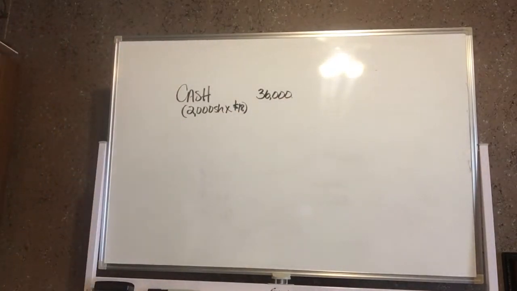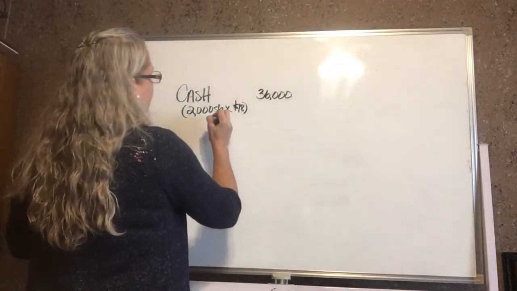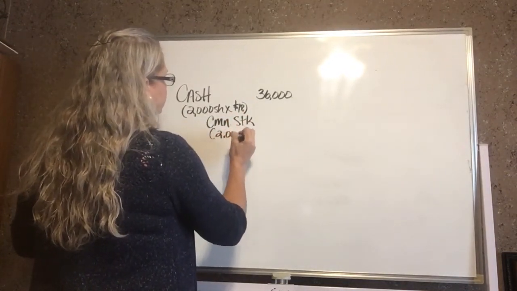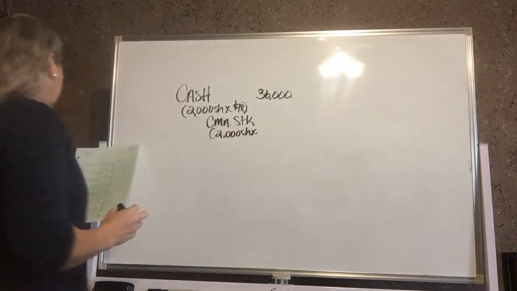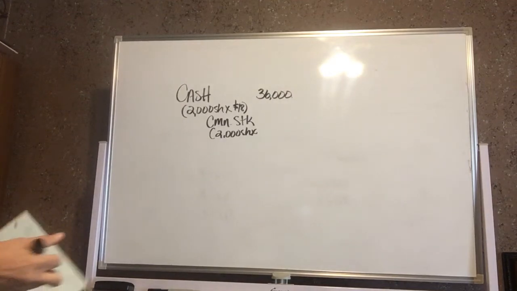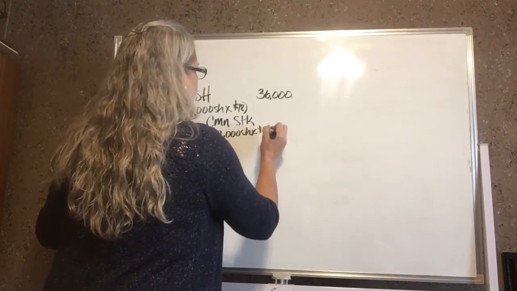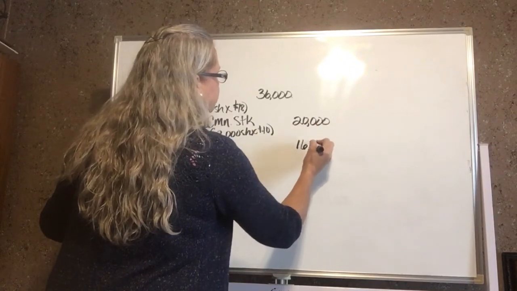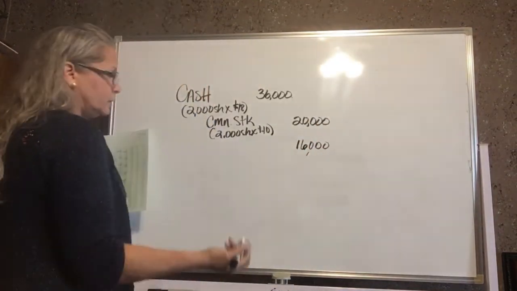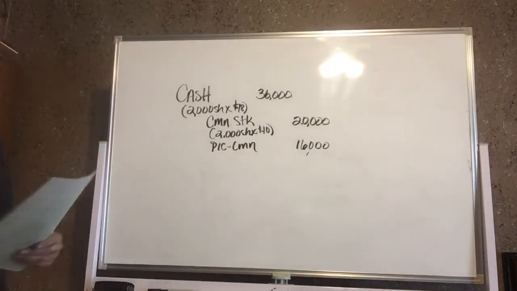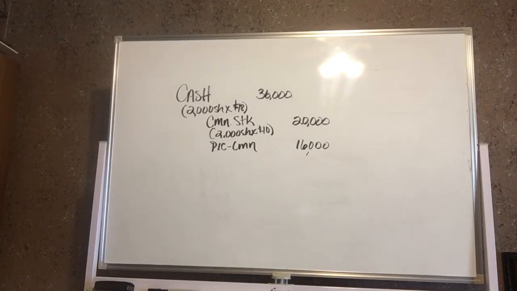What am I giving up? I'm giving up common stock. Common stock must go in at legal capital. So I know I've got 2,000 shares, and the legal capital of it is the par value of $10 per share, or 20,000. The difference of 16 has to go to paid-in capital in excess of par on common. So that's exercise 3. We're going to look at 4.